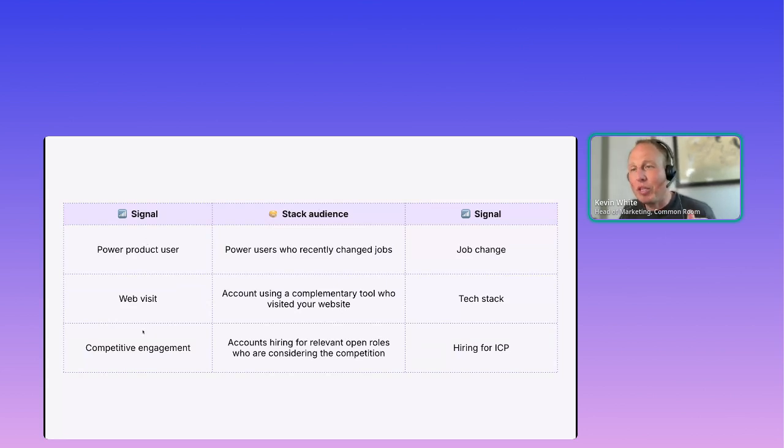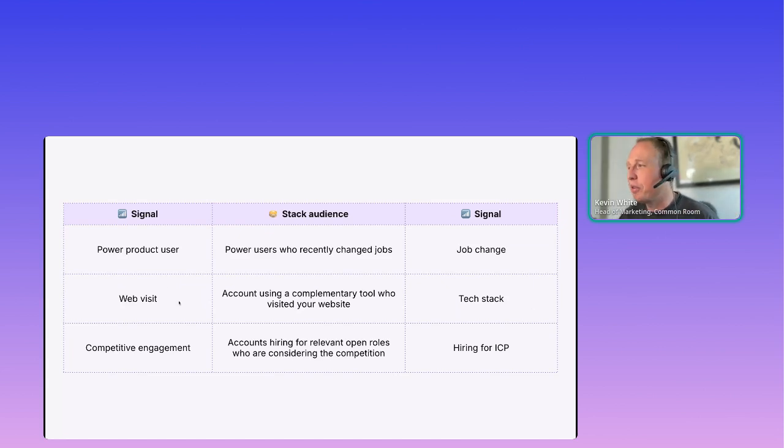So one example could be someone who is a power product user. This is a product led signal, who recently changed jobs. This is a signal category of employment trends. And so you can combine those two and overlap those two to power users who recently changed jobs. And this context gets you a lot more granularity to follow up with a message that really resonates, or that helps your team prioritize who to go after.